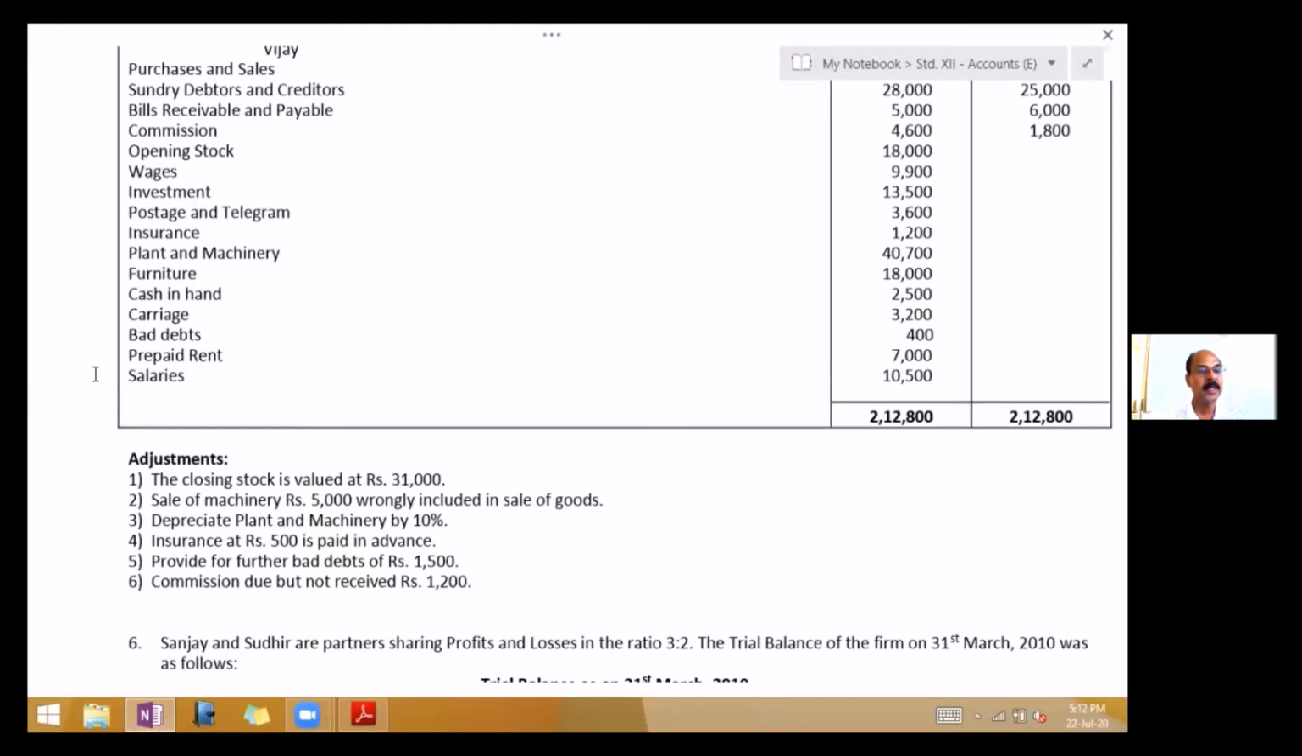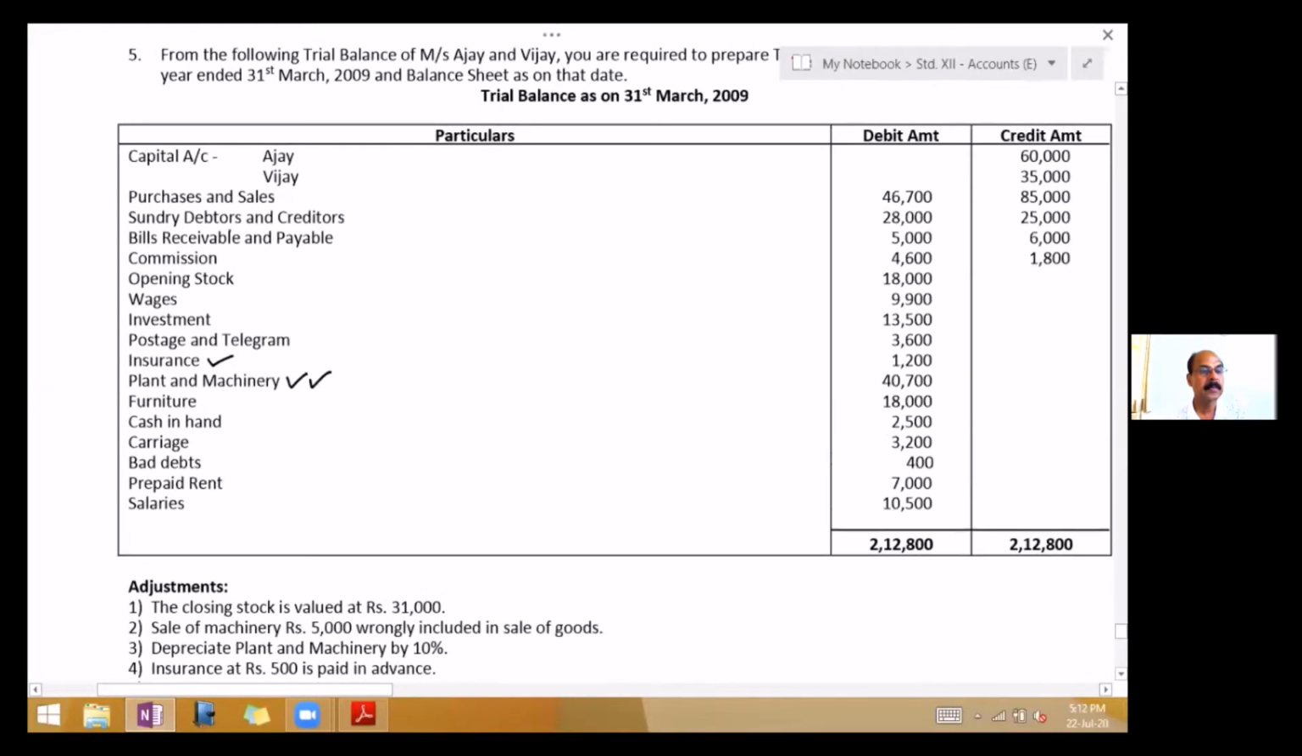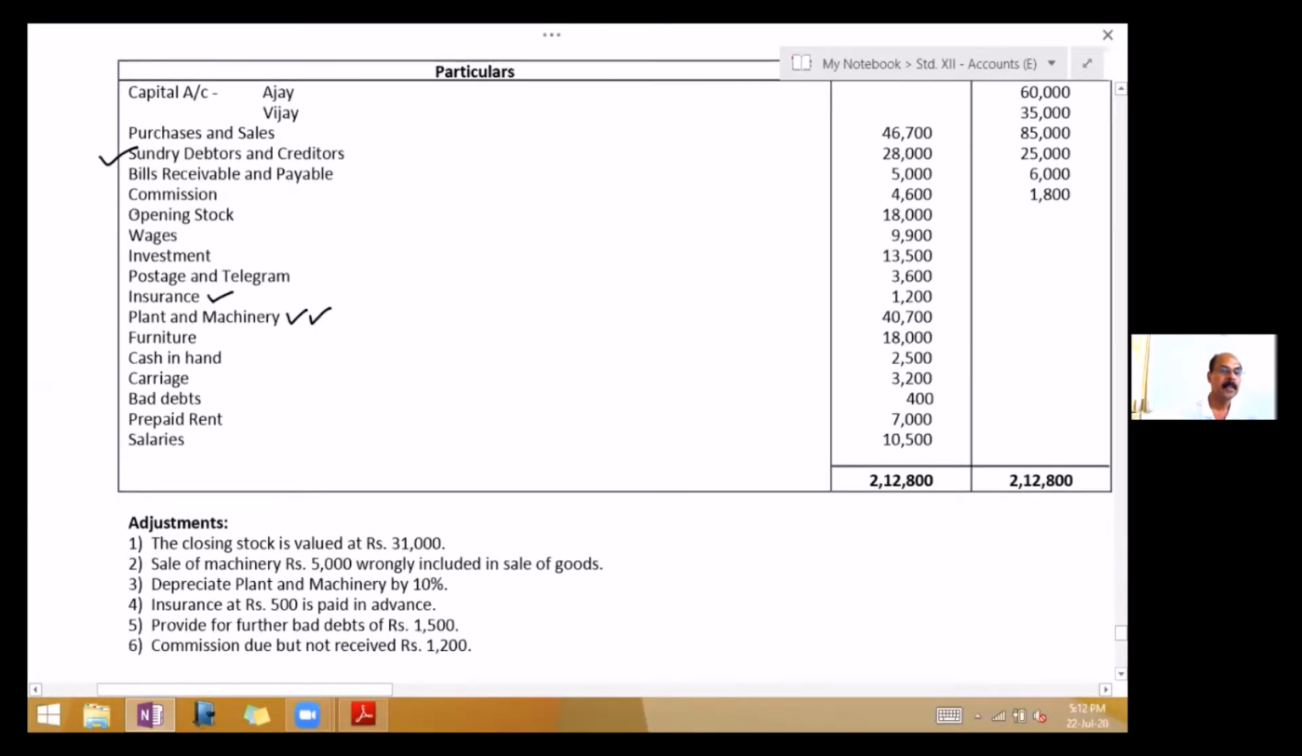So you have adjustment on plant and machinery, 2 of them, then on insurance, then on debtors and commission received. Tick mark those items in the problem. Tick mark plant and machinery twice, then insurance, then debtors and commission received.